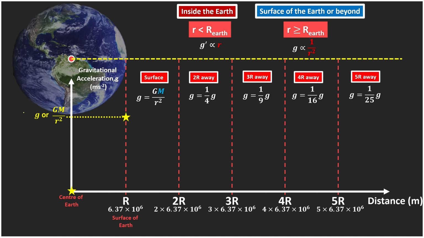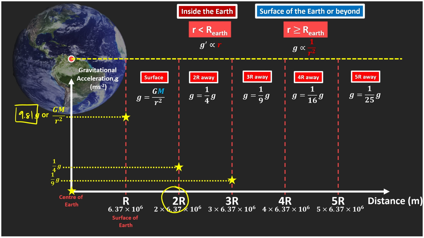So this is eventually the same as 9.81, which we have calculated in the beginning of the video. And when we are at 2r away, we experience 1 over 4 g. And when we are at 3r, we are about 1 over 9. When we are at 4r it is 1 over 16, and 5r is 1 over 25.